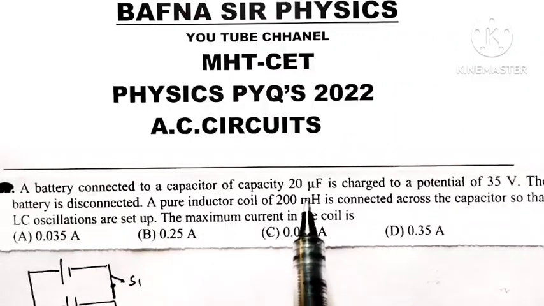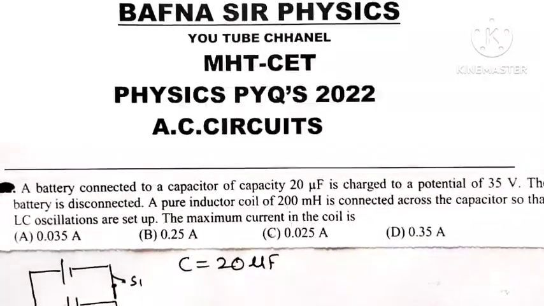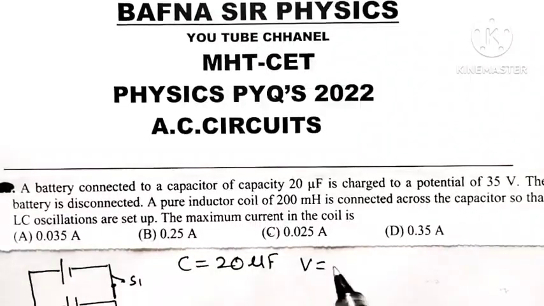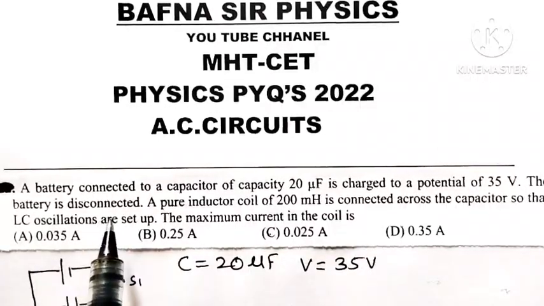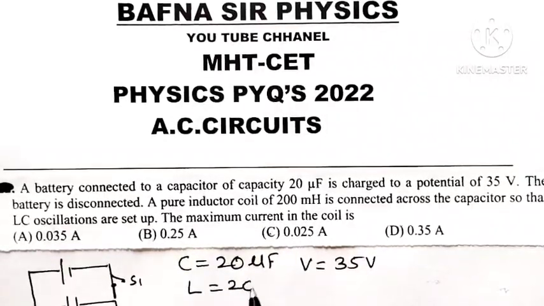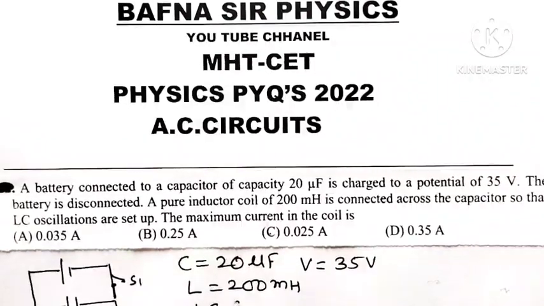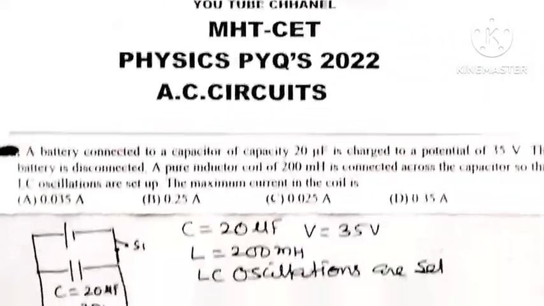A battery is connected to a capacitor of capacity 20 microfarad, meaning across the capacitor we connect a battery, and it is charged to a potential of 35 volt. The potential difference across the capacitor is 35 volt. The battery is disconnected and a pure inductor of coil 200 millihenry, meaning inductance of the coil is 200 millihenry, is connected across the capacitor, so that LC oscillations are set up.